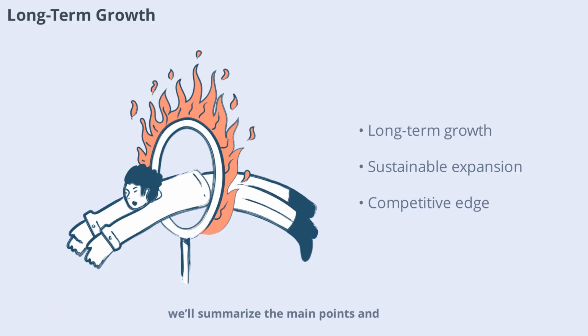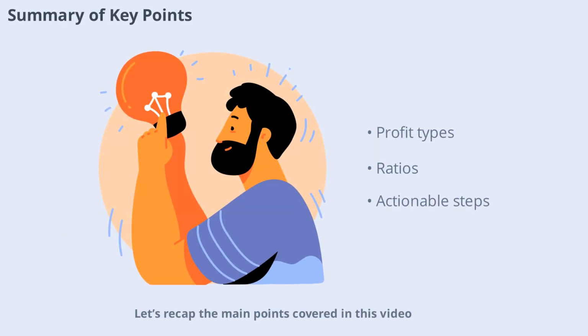In the next scene, we'll summarize the main points and highlight the importance of profitability analysis. Let's recap the main points covered in this video. Profitability analysis involves understanding different types of profit, calculating key ratios, and using financial data to inform decisions. It supports business planning, attracts investors, and encourages sustainable practices. By avoiding common mistakes and embracing continuous improvement, you can maximize your business's potential.